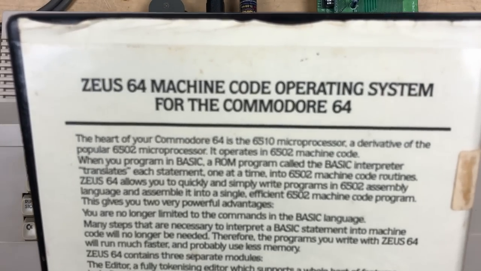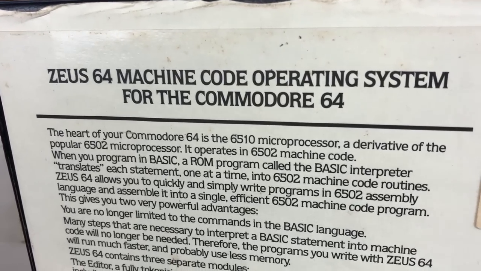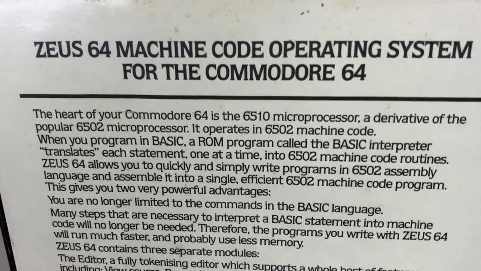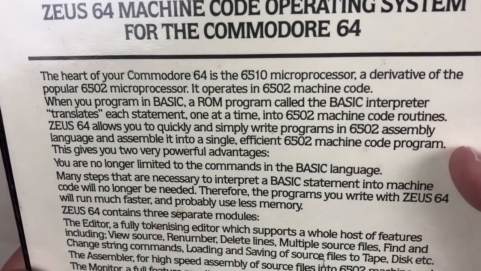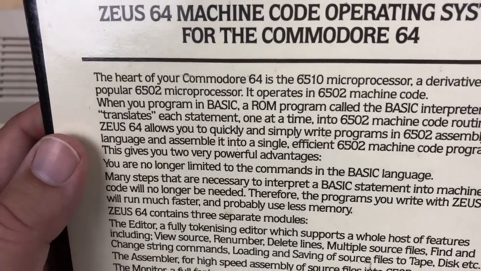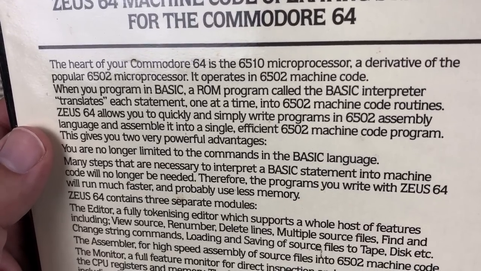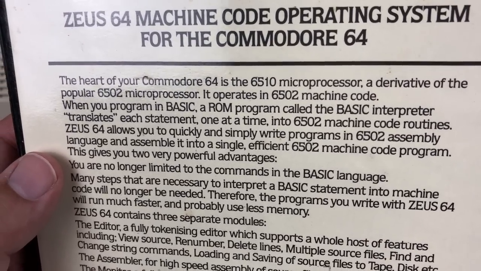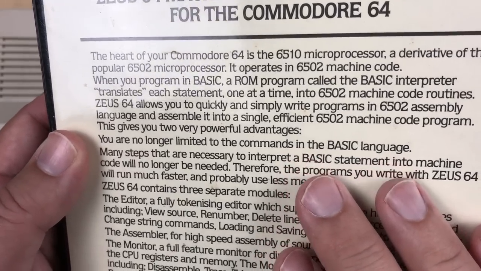And looking at the back of the box here, it's the Zeus64 machine code operating system for the Commodore 64. And it talks about how normally the BASIC ROM interprets your BASIC, but with Zeus64, you can quickly and simply write programs in 6502 assembly language and assemble it into a single, efficient 6502 machine code program. This gives you two very powerful advantages.